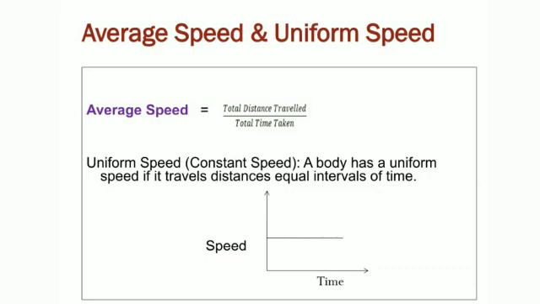Uniform speed is again a constant speed. A body has a uniform speed if it travels equal distances in equal intervals of time. As a graph, it will be a straight line parallel to the x-axis, which denotes time.